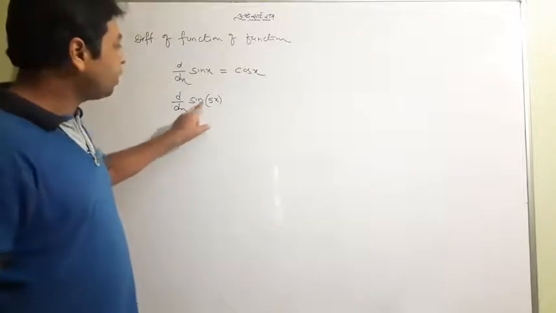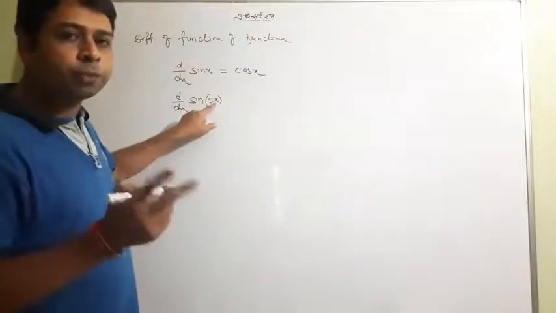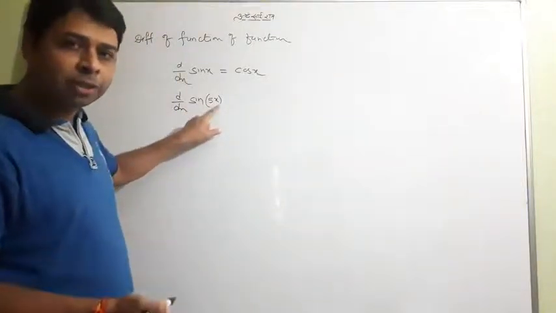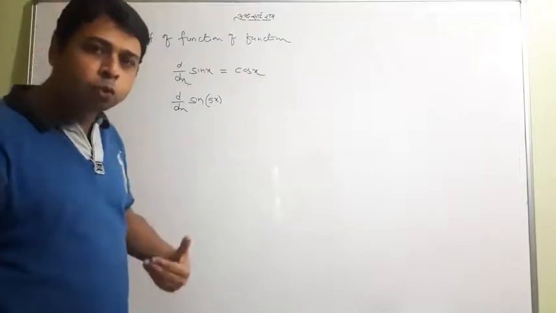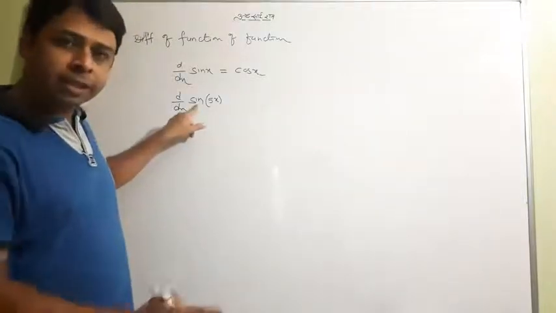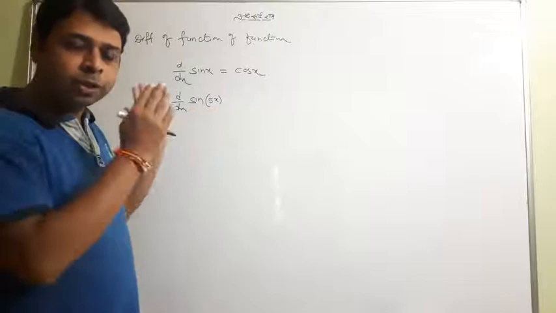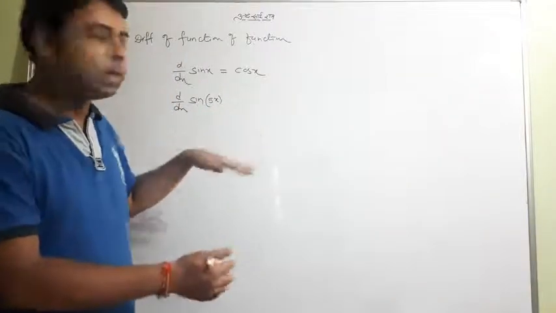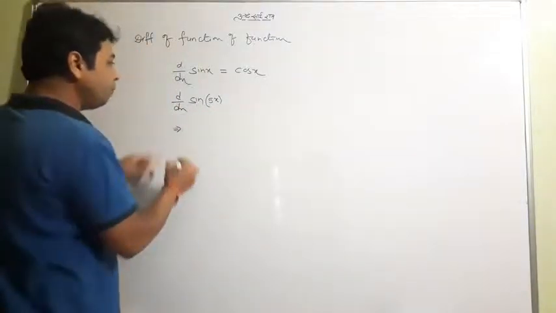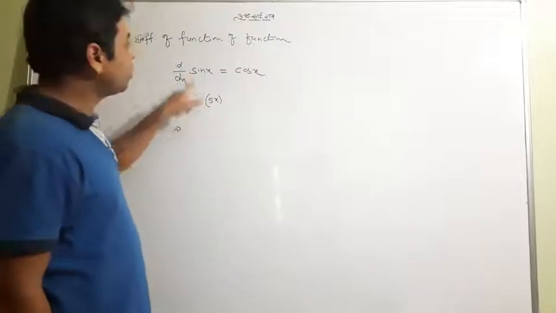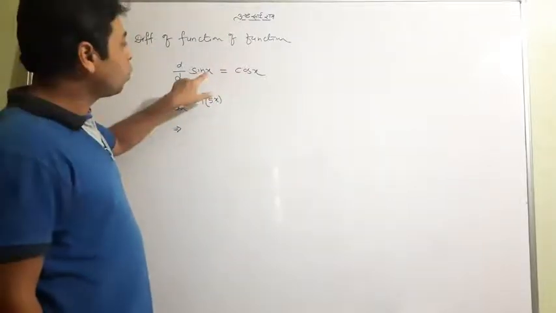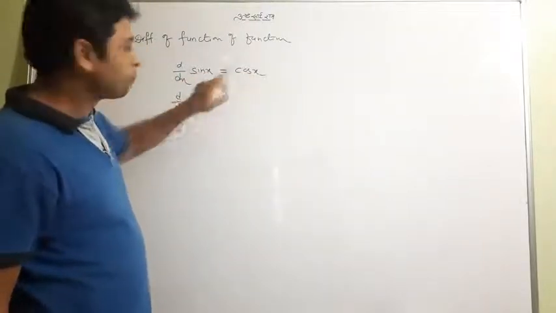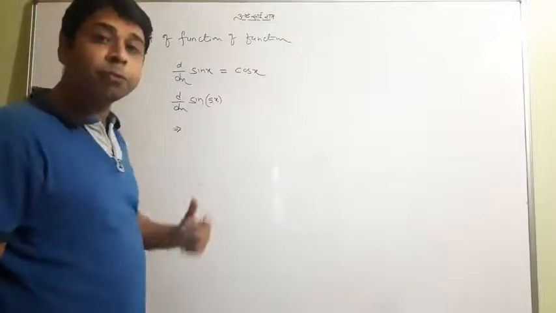Look, sine of 5x will be counted as two functions. First is sine and second is 5x. So by chain rule, we will do first the differentiation of sine and then 5x. So how do we differentiate? Definitely first will be sine. The differentiation of sine is cos. It was x, so definitely it is x. It is 5x, definitely it will be 5x.